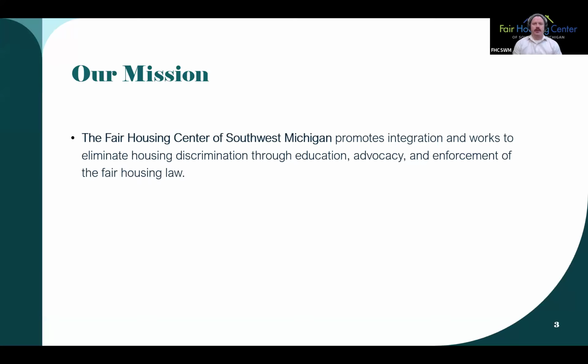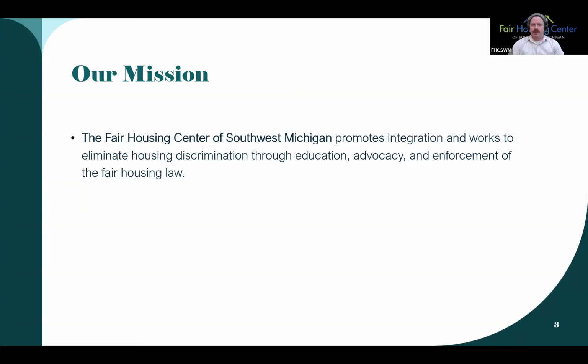A little bit about the center before we jump into things. We serve the 9 counties of Southwest Michigan: Allegan, Berry, Berrien, Branch, Calhoun, Cass, Kalamazoo, St. Joseph, and Van Buren, and the Fair Housing Center of Southwest Michigan. We work to promote integration and to eliminate housing discrimination through education, advocacy, and enforcement of the fair housing law. When we say we promote integration, we mean that in pursuing our mission, we aim to reverse the segregatory effects of societal decisions. And by eliminating discrimination, we mean that we aim to remedy the actions of individuals.